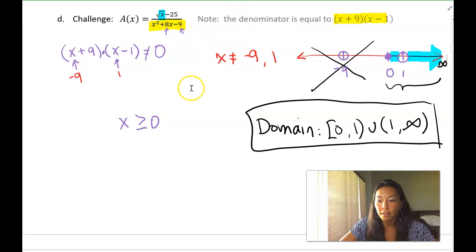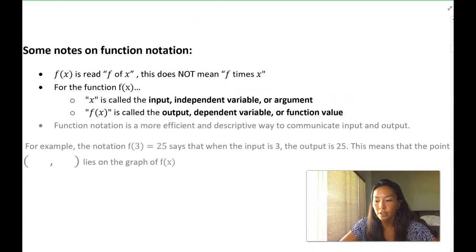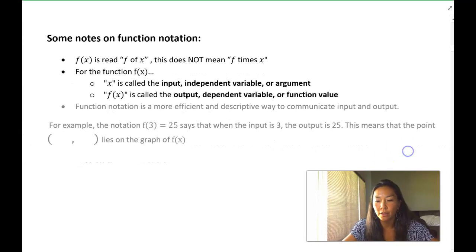Now, on the next page, you have a little bit of summary for functions. So for functions, I want you guys to go read through this. Some things that you want to remember is input, independent variable or argument is x, and it doesn't mean times. And f of x is the output, the dependent variable, or the function value.